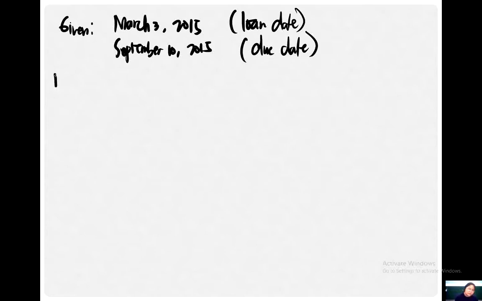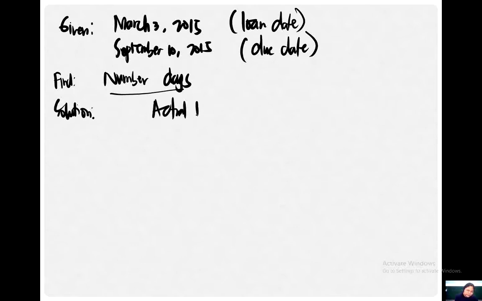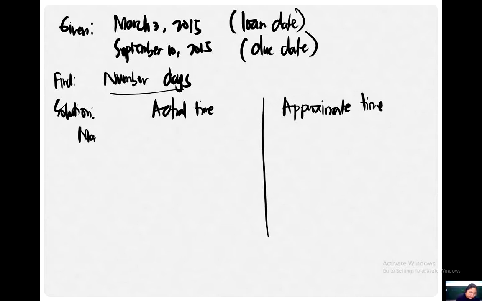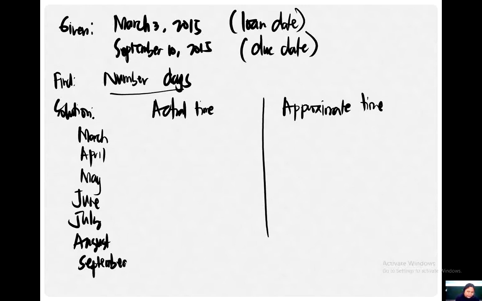So we are asked to find, again, the number of days using the actual time and the approximate time. So let's list down. We have March until September: March, April, May, June, July, August, and September.